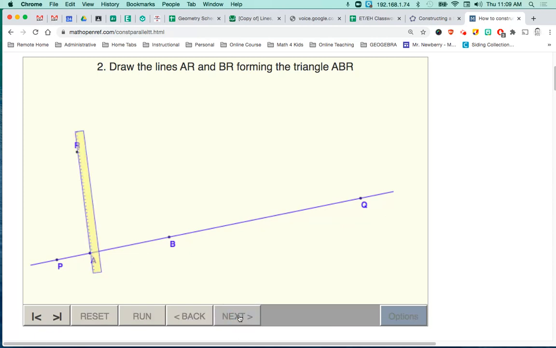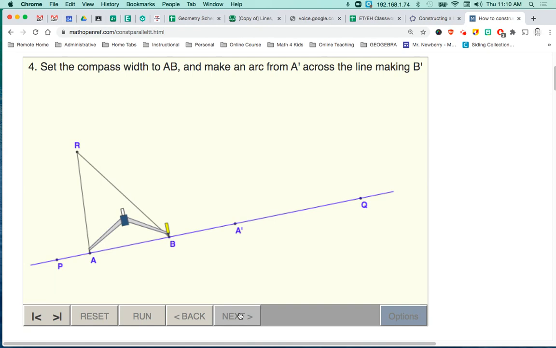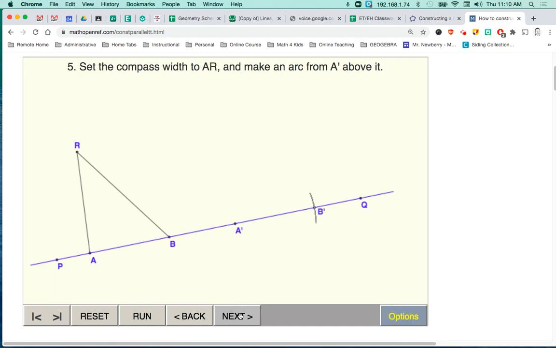Draw lines AR and BR forming the triangle. Now we're going to start moving a couple of these pieces over as we slide the triangle along this line PQ. Mark a new point A prime anywhere on PQ. Again, just make sure that the distance between A and B, you're going to have A prime and B prime, fits within P and Q. We're then going to measure the distance between A and B using a compass. And we're going to take that measurement and draw an arc. And we've got point B prime.